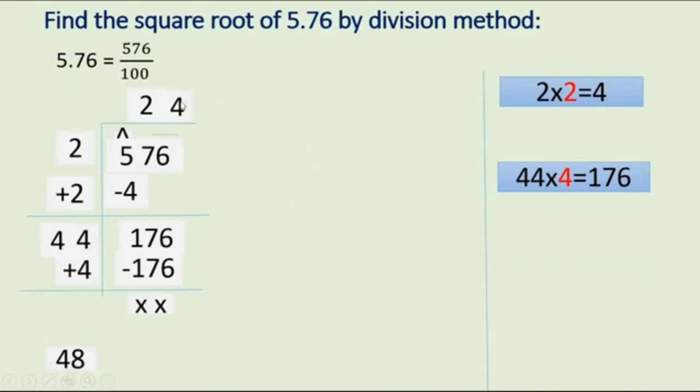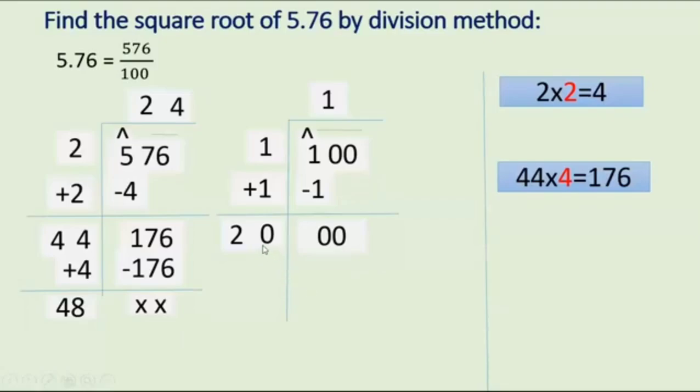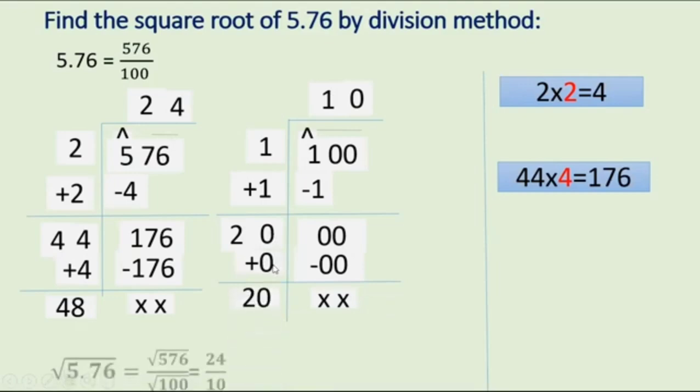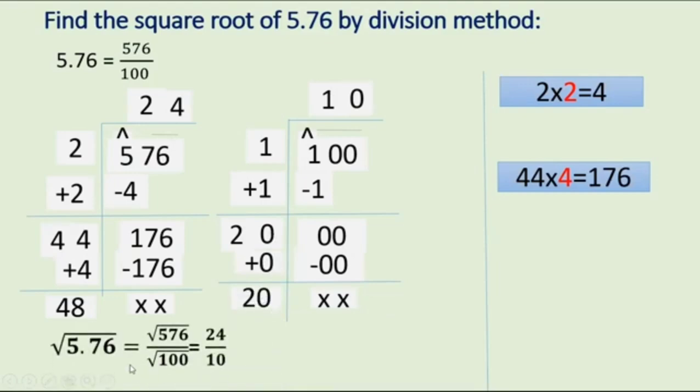Now what about the denominator here? Here there is a pair of 0 and there is a cap on 1. So 1 into 1 is 1. Now 1 plus 1 is 2 on the left hand side. Again, on the left hand side, we can take the number 0 here. So 20 into 0 is 0, 0. And here we have to add the same number. So 20 plus 0 is 20.